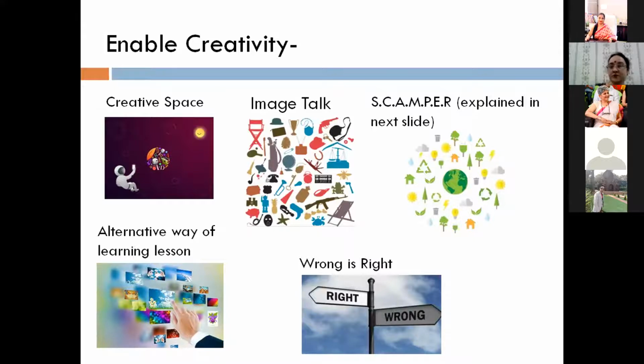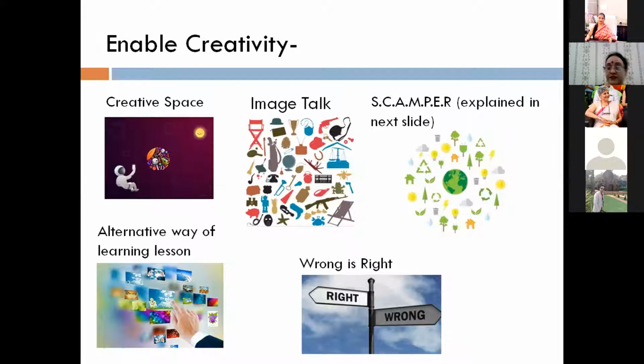Image talk. Some people learn visually. When they see something, something strikes them, and they are ready with their ideas. SCAMPER, I would be explaining in the next slide what SCAMPER is all about. Then alternative ways of learning a lesson. As we all know, there are different kinds of multiple intelligences as propagated by Howard Gardner, and we all know what these multiple intelligences are all about. Initially, when we were studying, nobody bothered whether we were spatial learners, visual learners, or the other kinds of learners that we talk about.